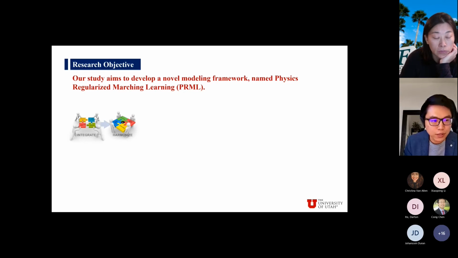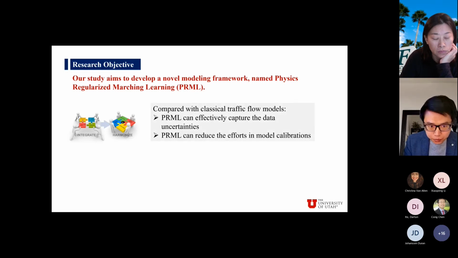So that's why, with such motivation, our study here aims to develop a new modeling theory. It's called FTSS regularized machine learning. Basically, the core concept of this FTSS regularized machine learning, PRML, is to bridge the gap between the classical domain knowledge and the state-of-the-art machine learning theories.